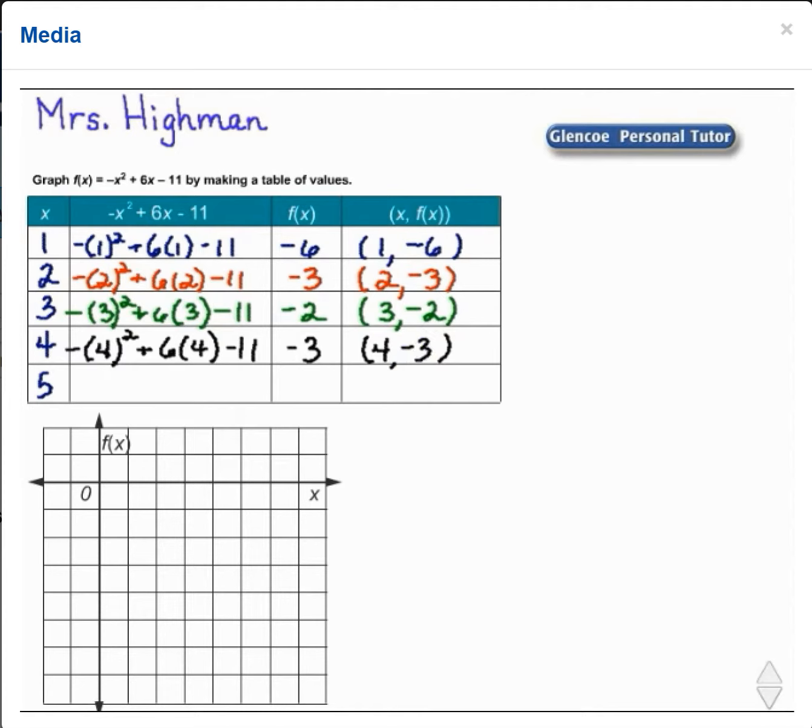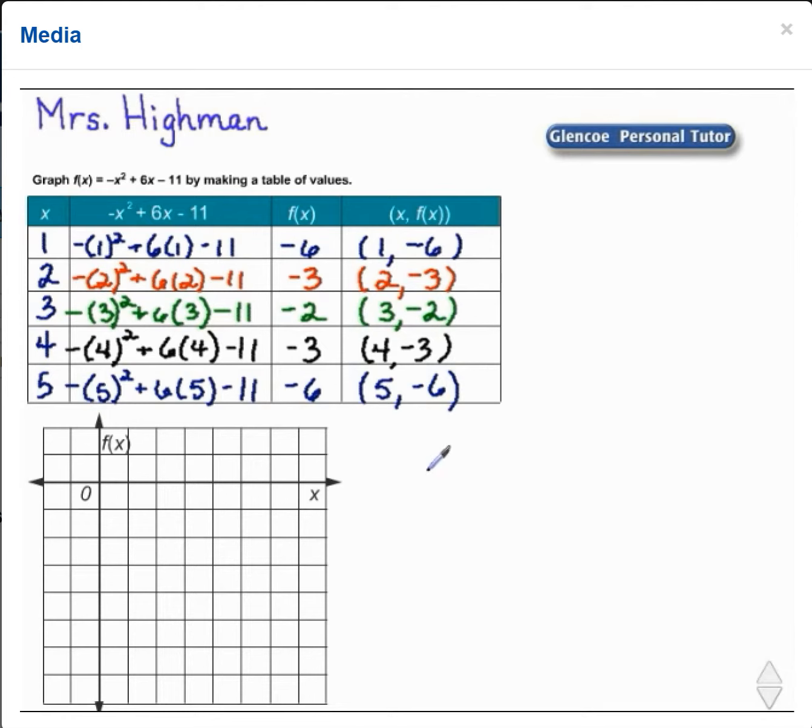And our last value for x I chose is 5, so we're going to place 5 in there for x. So the opposite of 5 squared plus 6 times 5 minus 11 is going to give us negative 6. So our last ordered pair would be 5, negative 6.